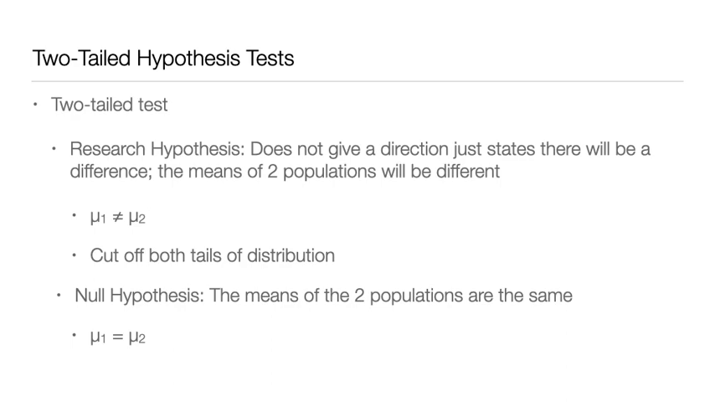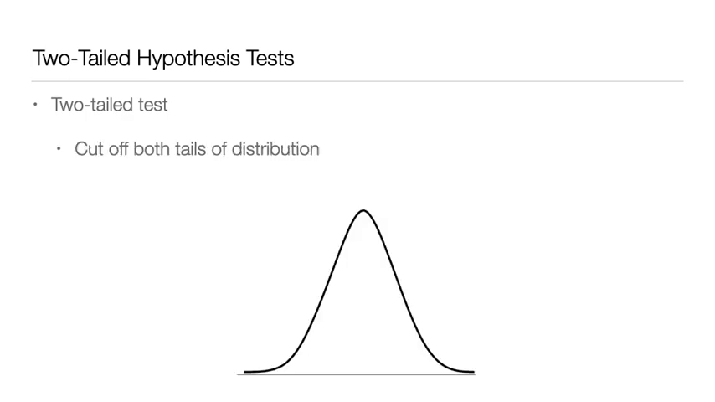In those two-tailed tests, we're cutting off both tails of the distribution. There is not a direction. It just says that there will be a difference between those. And so we'll cut off both tails of that distribution and look in both of those.